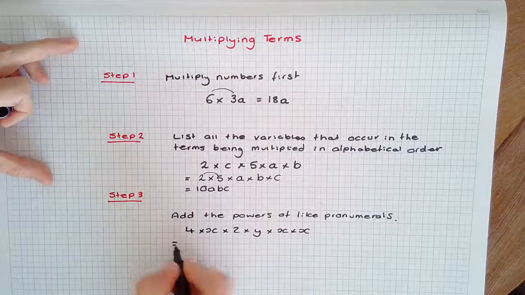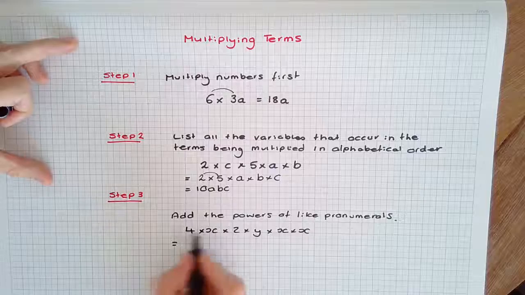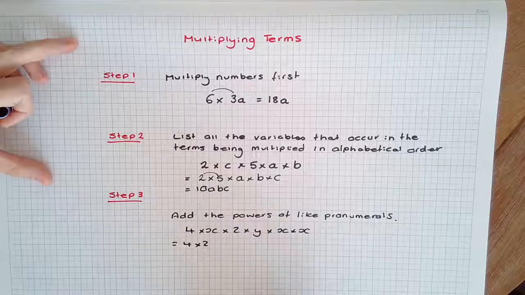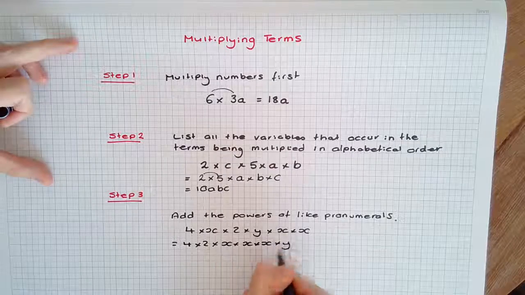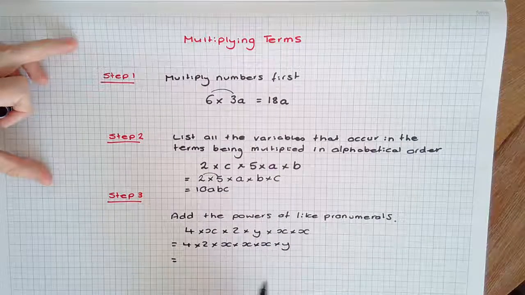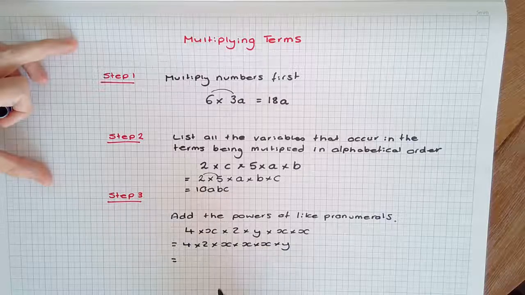So let's follow step 2 and put everything in order. 4 times 2 at the front, they could be in any order. The x's are now next listed and the y on the end. So we're going to use powers to multiply like pronumerals.